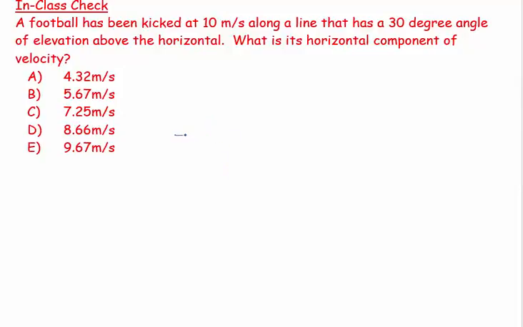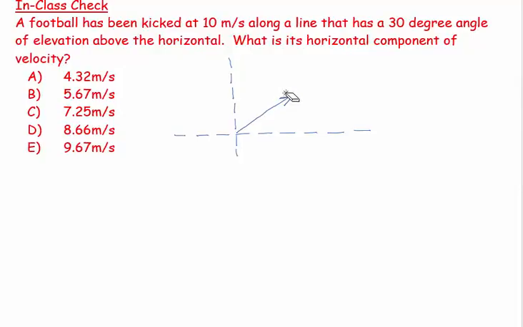When we're dealing with components, we think about axes. In this case, I'm going to think about a horizontal axis, and I usually have two orthogonal axes. That means two axes that are at 90 degrees to each other. So I can have a vertical axis. And this football has been kicked, so I'm going to just show the vector.